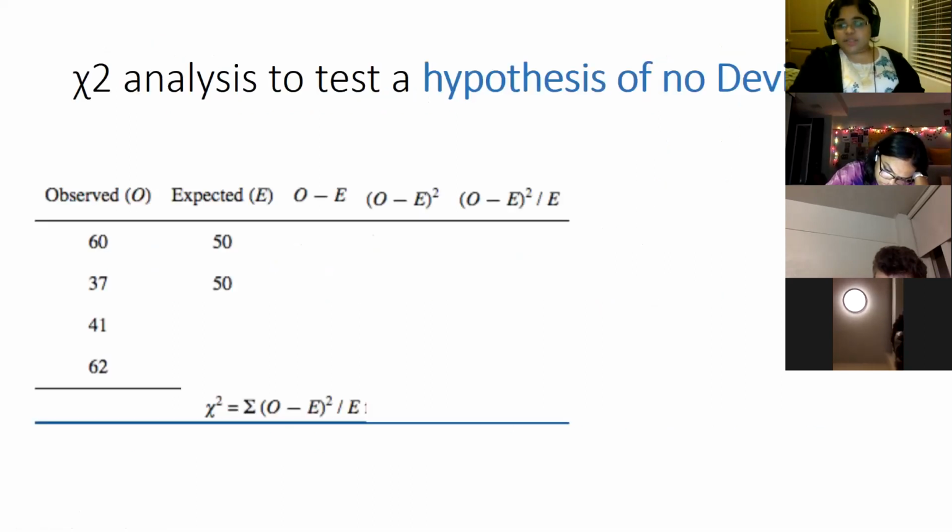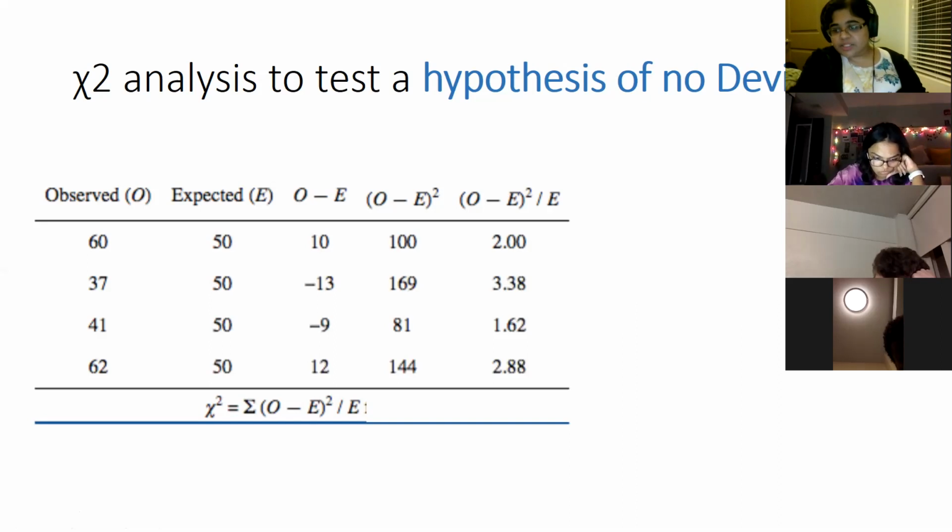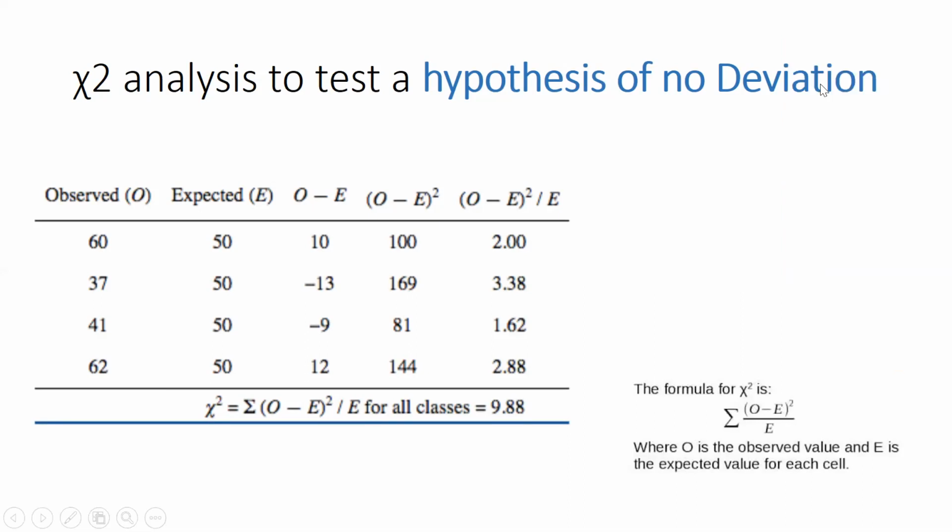I know I'm going a little bit fast, but again, this is just calculating it out with this equation that we have. So it goes through each of them, and then you add these all up, because remember with our equation, it has the summation. So you're adding up all of these values and you get 9.88, okay?